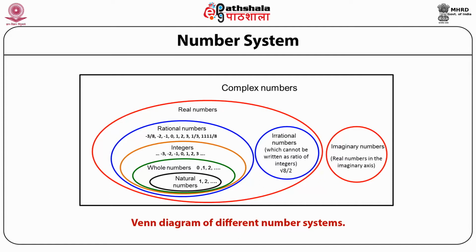Then we talk about the next, bigger system, which is called rational numbers and irrational numbers. The simple definition of a rational number is that it can be written as a ratio of two integers. So minus 3 by 8, these two are integers. Minus 1 can always be written as minus 1 by 1. 0 can be written as 0 by any integer. It will give you 0.